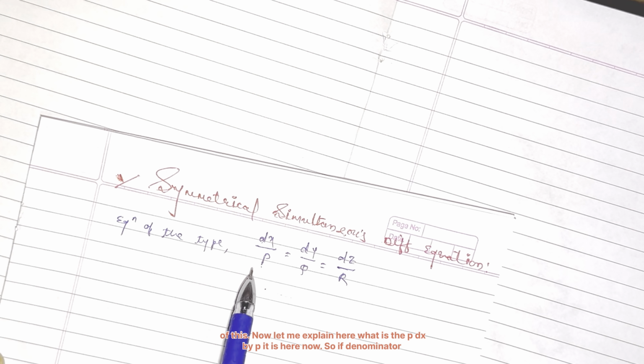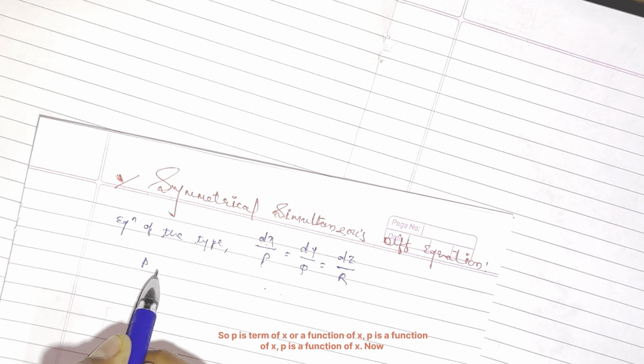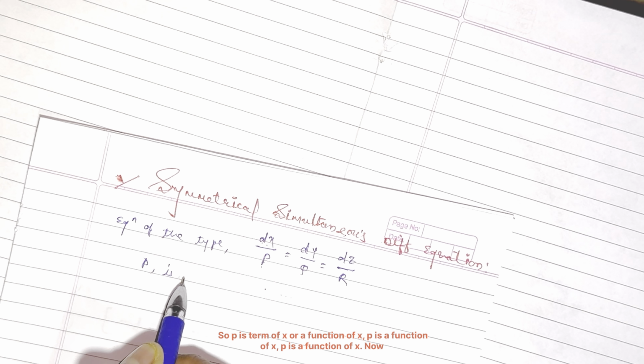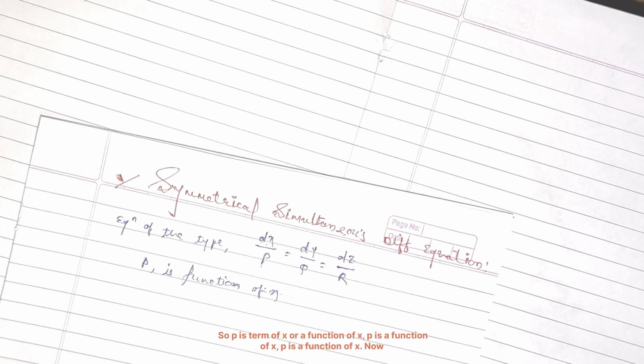In our next point we are going to learn how to solve this symmetrical simultaneous differential equation, in order to remove the derivatives and find the required function behind it. Now let me explain what p is. In dx by p, the denominator is p and the numerator is the differential of x, so p is a function of x.